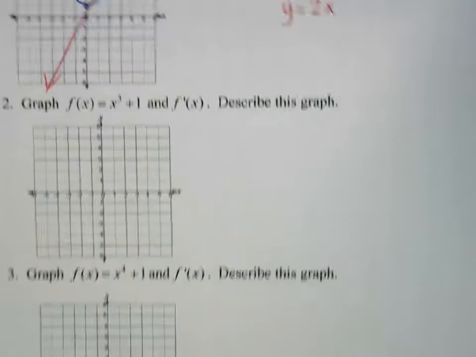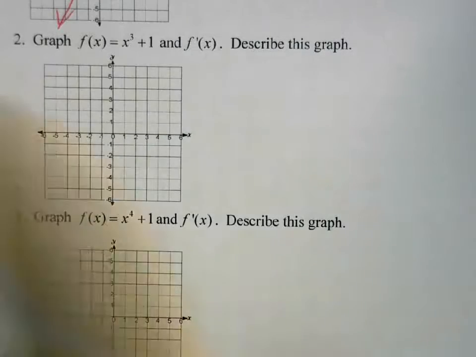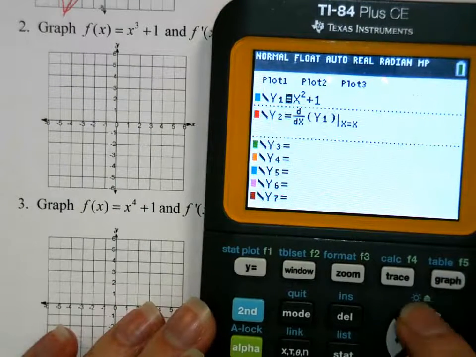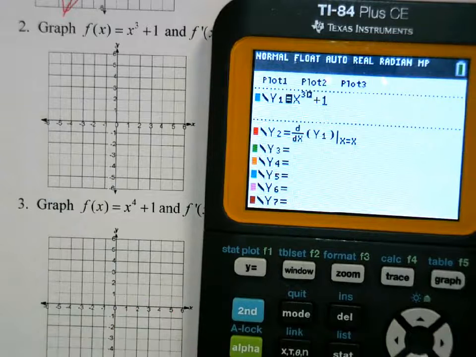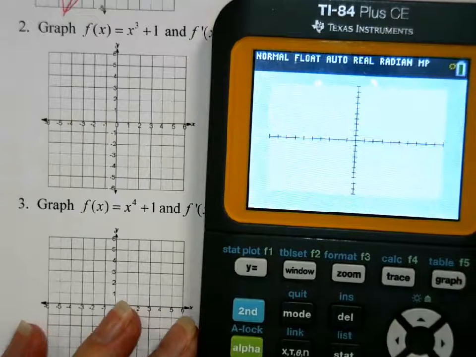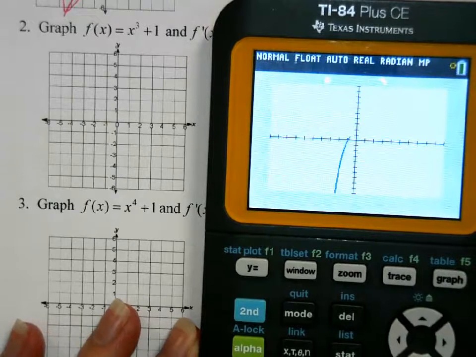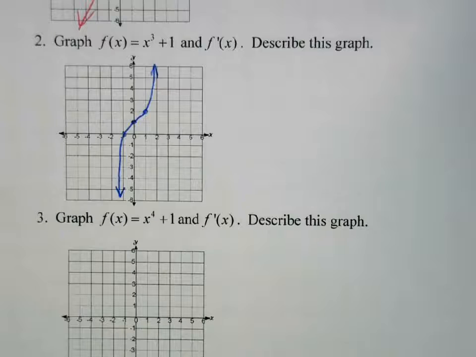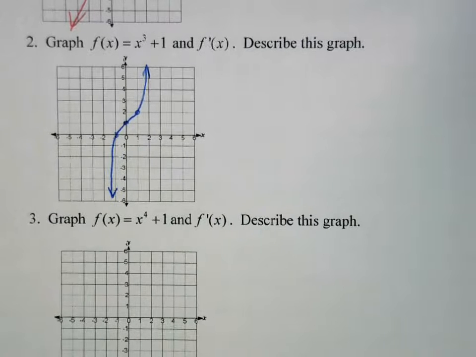Next, we'll do y equals x cubed plus 1. We'll put this in the calculator. I'm going to turn this one off for right now, and I'm going to change this to a 3 and graph. We get our nice cubic function moved up 1. So we'll transfer that to the notes. Now we want to look at the derivative.